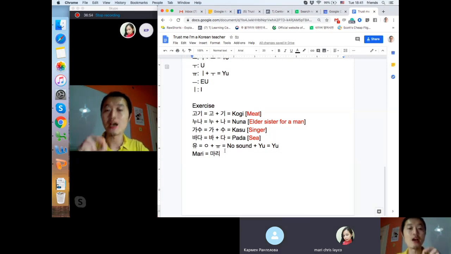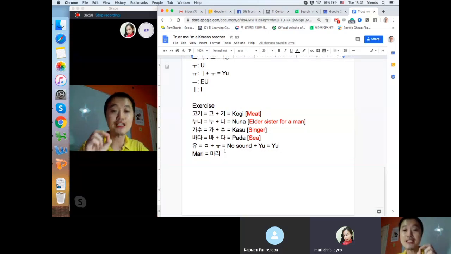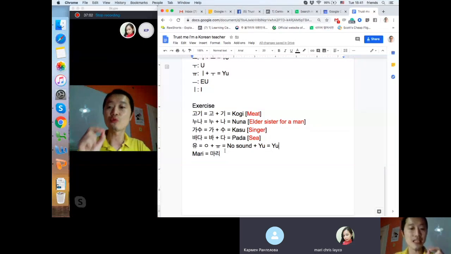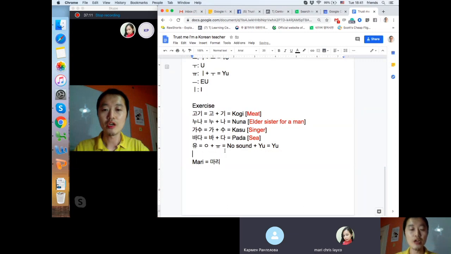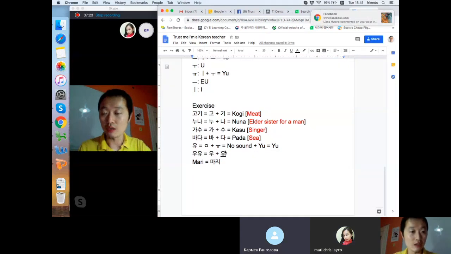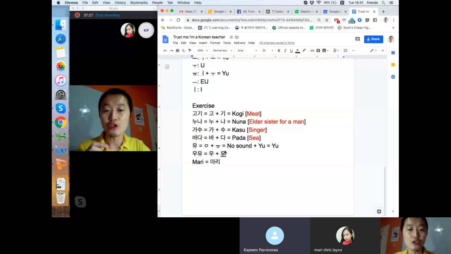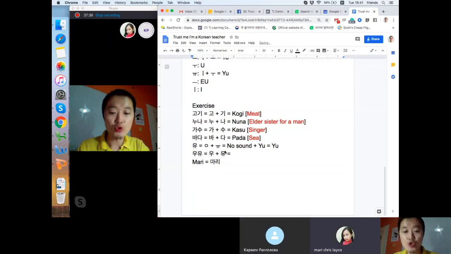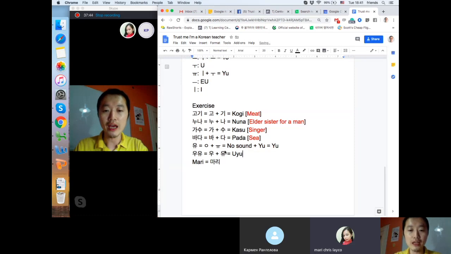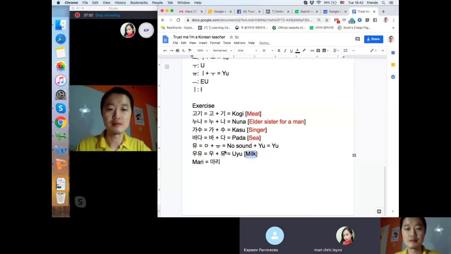Ieung is very important when you need to write a vowel with no consonant. For example, this one. We don't need any sound of consonant. You need to focus only on the sound of the vowel here because ieung doesn't have a sound. So this is u, and u. U, u. Uyu, uyu. What is it? Milk.